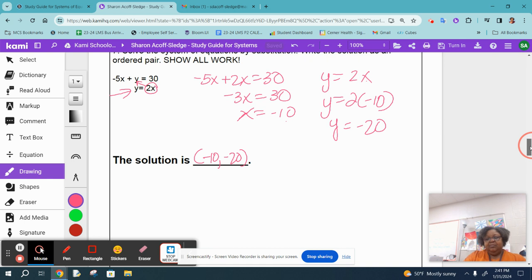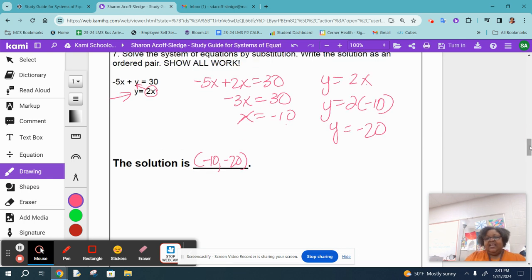Again, answer as an ordered pair, put them in parentheses. If you want to check your answer, plug both numbers back in. Y equals negative 2x, negative 20 equals 2 times negative 10, negative 20 equals negative 20, and that's a check. Or you can also put your x value into the other equation and see if you get the same thing.